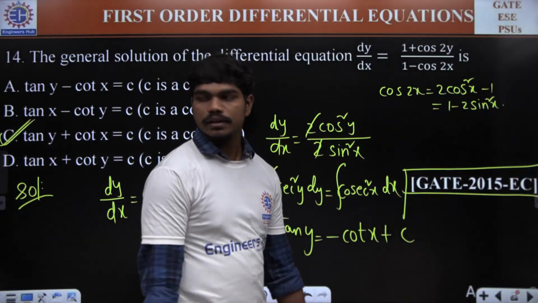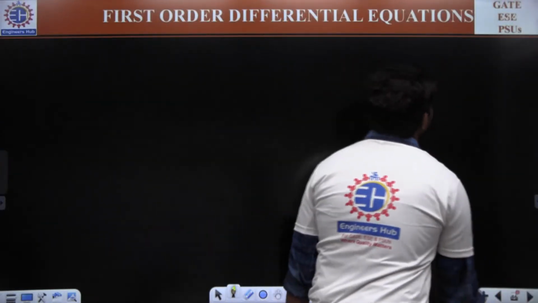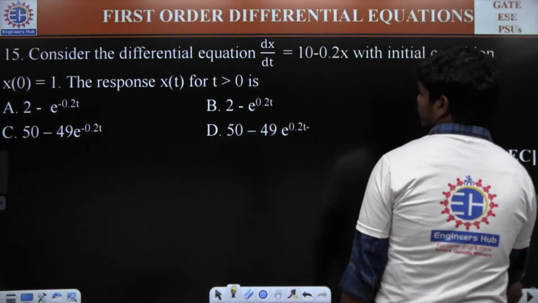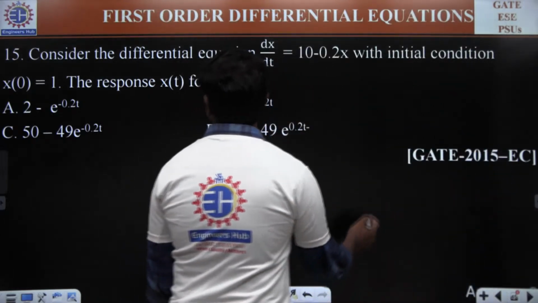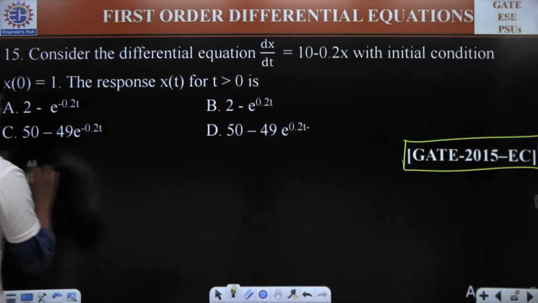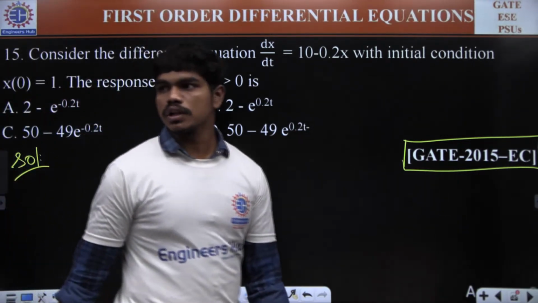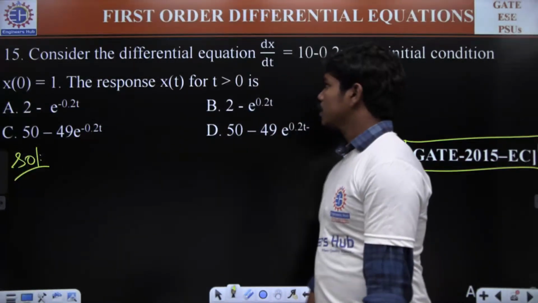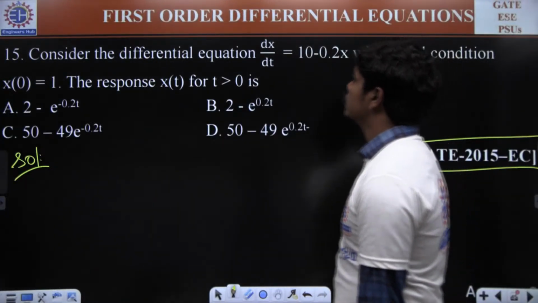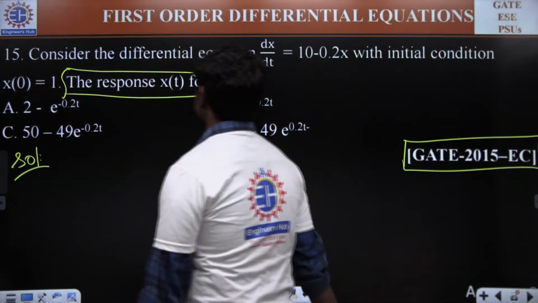So please try to tell me the answer of the next question. This is the next question, I guess. Yeah, GATE 2015 EC again. Please try to solve this. Consider the differential equation dx by dt is equal to 10 minus 0.2x. The response x of t for t greater than 0 is dash.